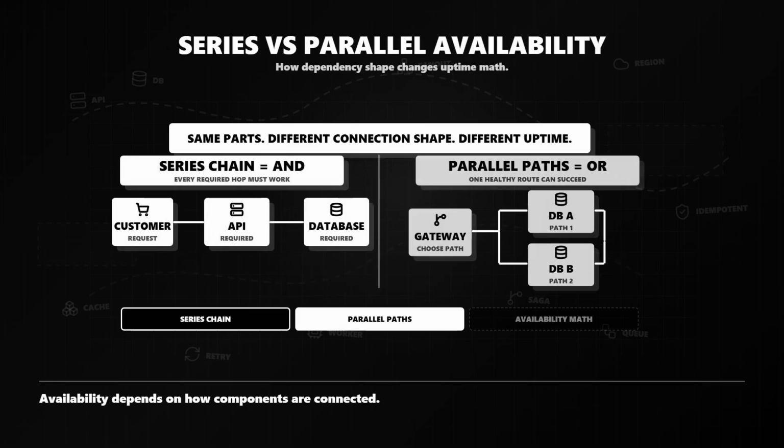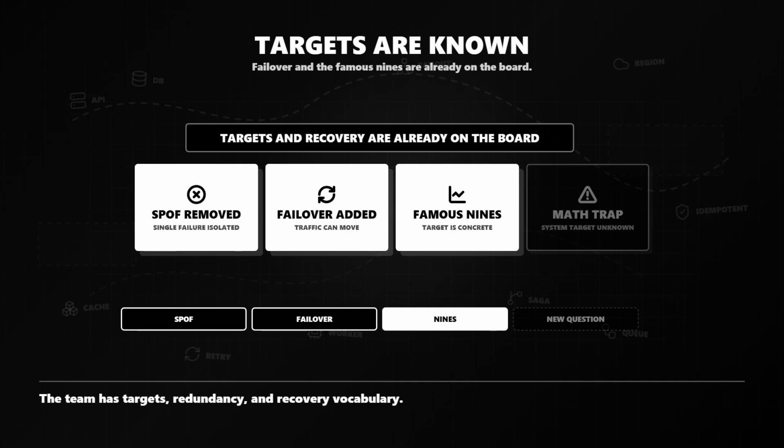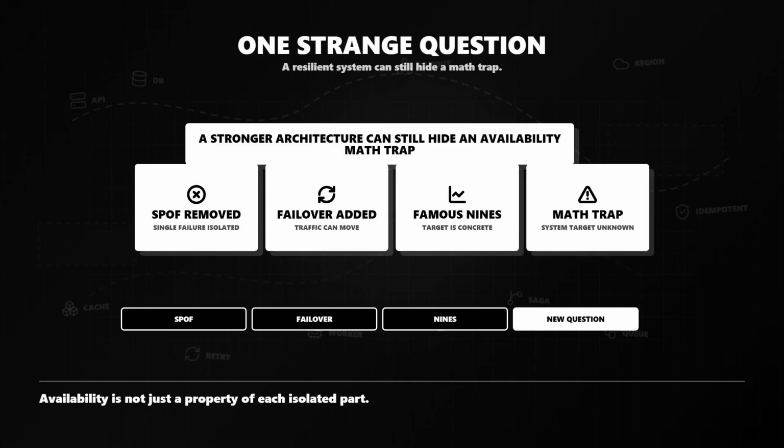In this explainer, we're diving right back into the architecture of FoodDash. Over our last few topics, we've explored how to make systems way more reliable by eliminating those pesky single points of failure, adding failover, and we even conquered the famous nines of availability. So the engineering team is feeling pretty good right now. Honestly, the system is far more resilient than it used to be. But then something kind of strange happens.